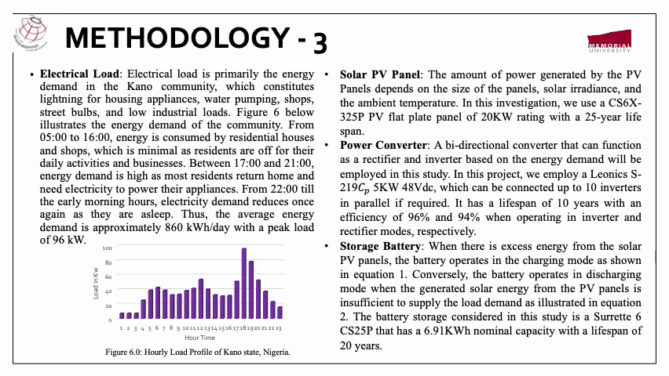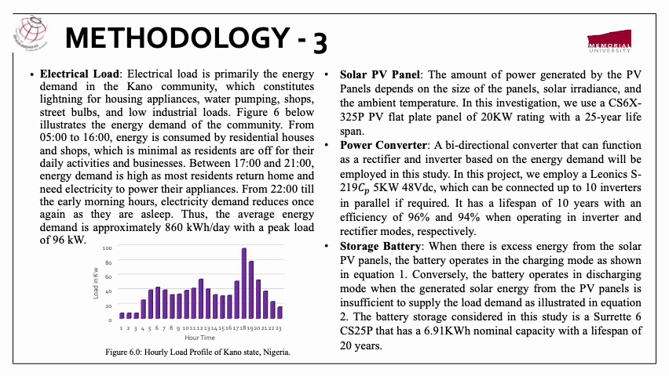The major component of our design system, which is a solar panel, as we know, the power that this solar panel is going to generate depends on the size of the panel, the solar irradiance, and the ambient temperature. We looked at these factors and we were able to come up with the CSCX325P solar panel as specified in the HOMER software. This panel has a 20 kilowatt rating and a 25-year lifespan.